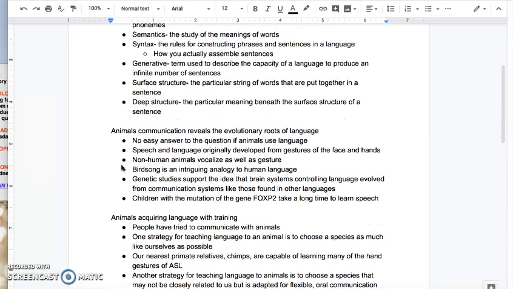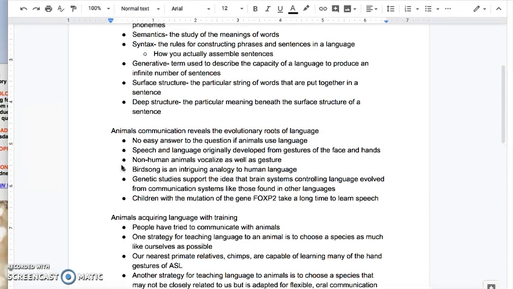Generative is the term used to describe the capacity of a language to produce an infinite number of sentences. So in each sentence, there's a surface structure and a deep structure. The surface structure is the particular string of words that are put together in a sentence, and the deep structure is the particular meaning beneath the surface.